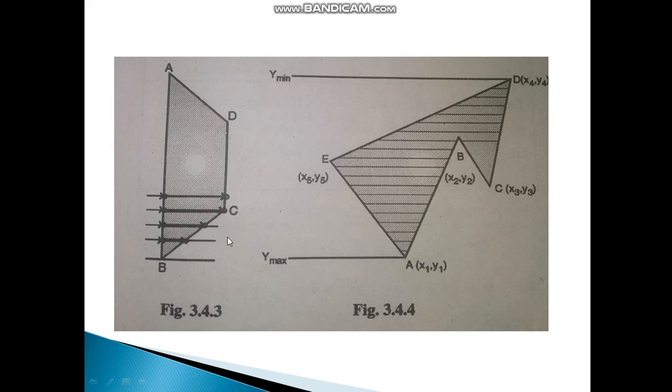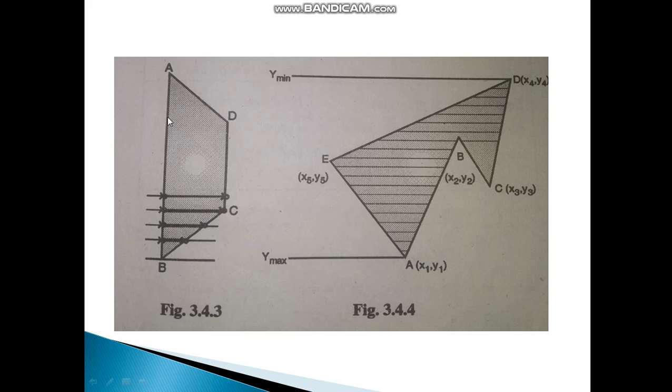Once this edge is over, we find the intersection point of edges AB and CD. If the scanline goes below the y min of one edge, this is the y max and this is the y min, the edge gets over and we find the next edge and continue the process. That is, we draw a scanline for AB and CD and find the intersection points of these two edges.